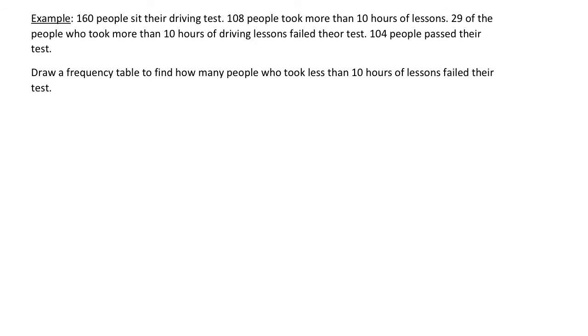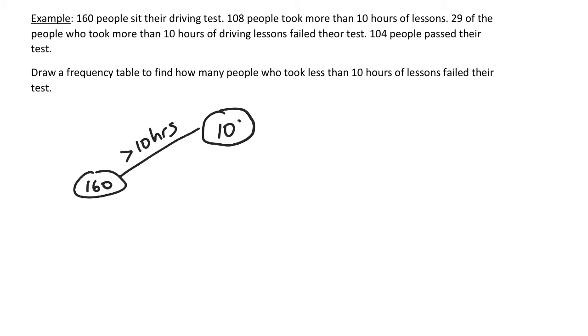Another example then, 160 people sit their driving test. So that's where we'll start our frequency tree. So we've got 160. 108 people took more than 10 hours of lessons. So we'll say more than 10 hours, and that's going to be 108. So that means that the other option would be less than or equal to 10 hours.